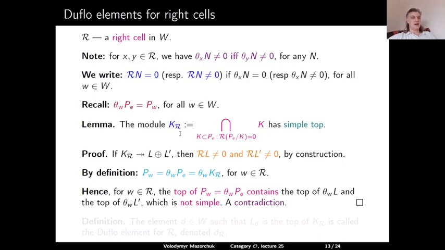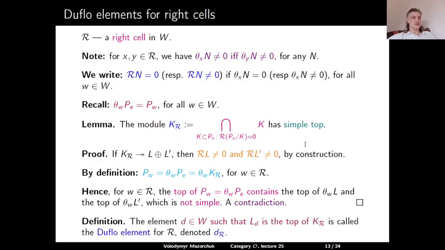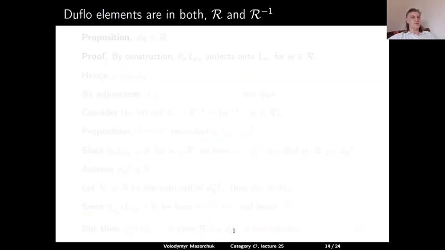So the module K_R has simple top. Let's say that this top is L_d, where d is an element in W. So this element d is called the Duflo element for the right cell R, and we denote it by d_R. The next important claim is that the element d_R belongs to R. So it is an element of this right cell.